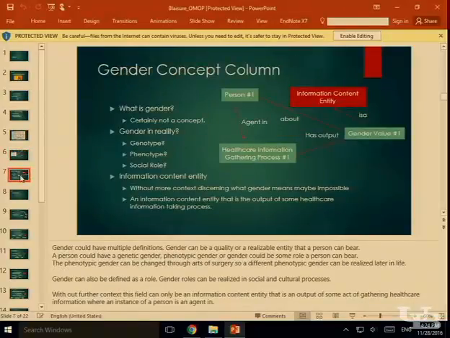So I want to look at some of the columns. A gender concept column. Now, gender is kind of a tough thing to define, especially without further context. Are we talking about genotypical gender, phenotypical gender, or some kind of gender role? I could see examples of all three of these things, and not knowing what the original information was, it's hard to say what we're defining here. So I've defined it as an information content entity, and it's the output of some kind of healthcare information gathering process where a person is an agent.